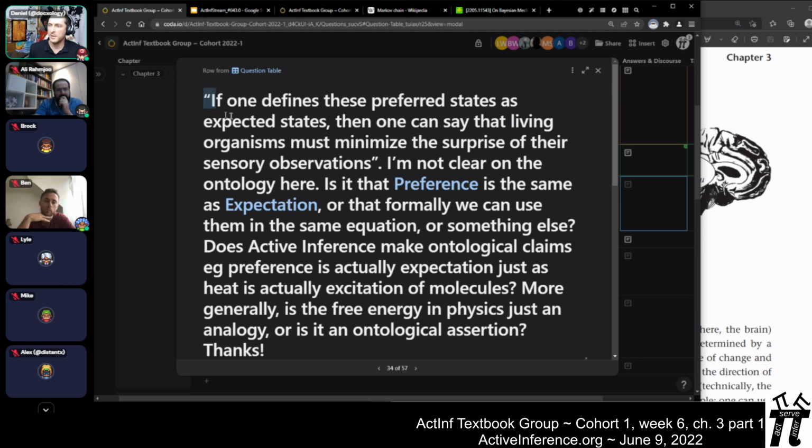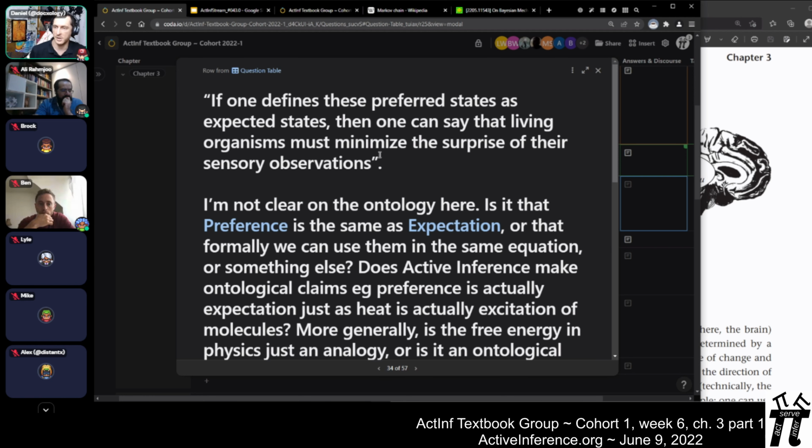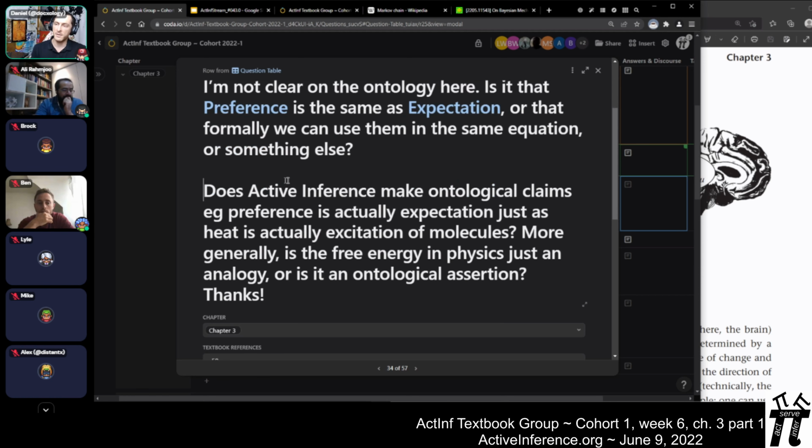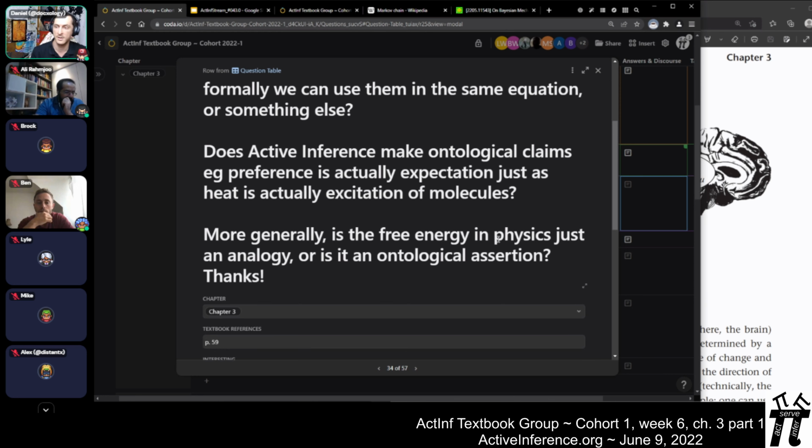They wrote, if one defines preferred states as expected states, then one can say that living organisms must minimize the surprise of their sensory observations. I'm not clear on the ontology here. Is it that preference is the same as expectation, or that formally we can use them in the same equation, or something else? Does active inference make ontological claims, like preference is actually expectation, just as heat is actually the excitation of molecules? More generally, is the free energy in physics just an analogy, or is it an ontological assertion? Who would like to approach one of the aspects of this question?